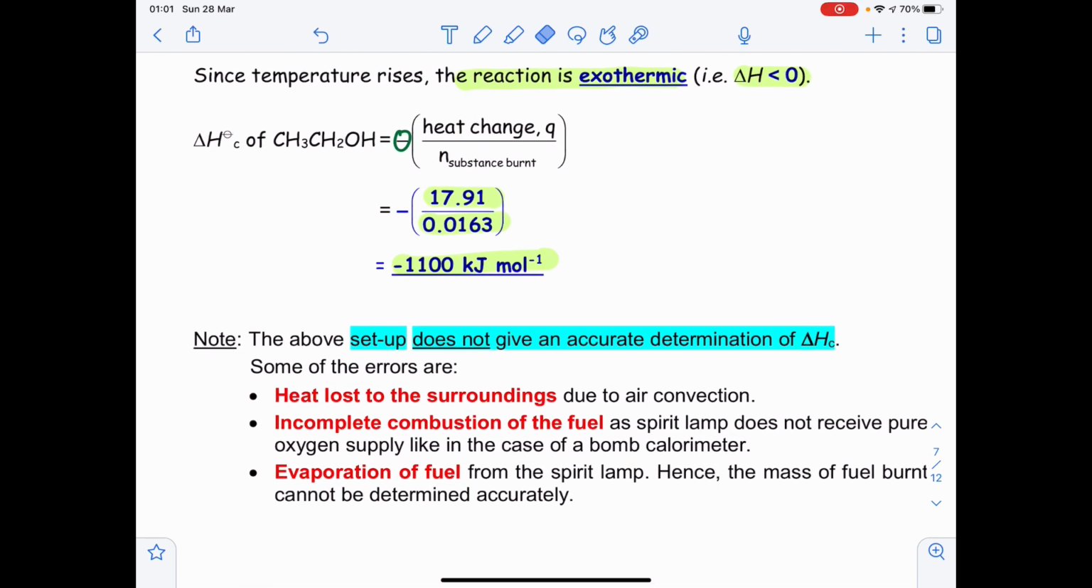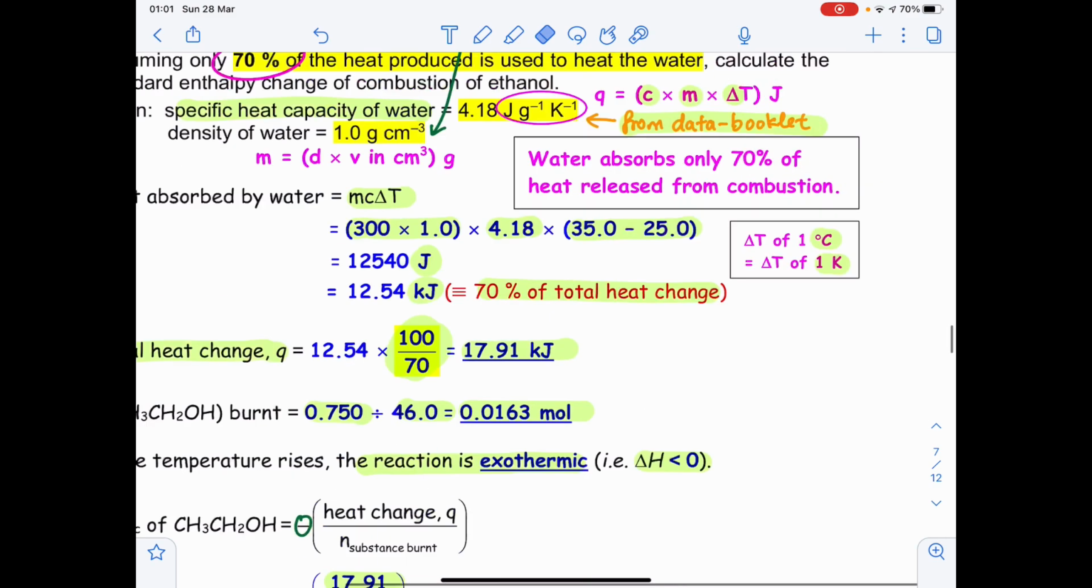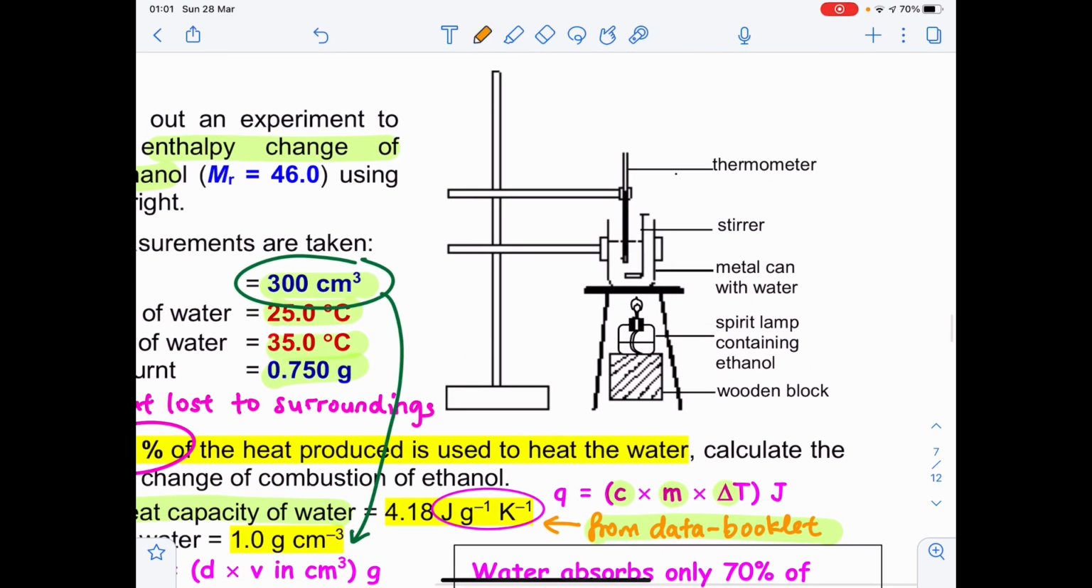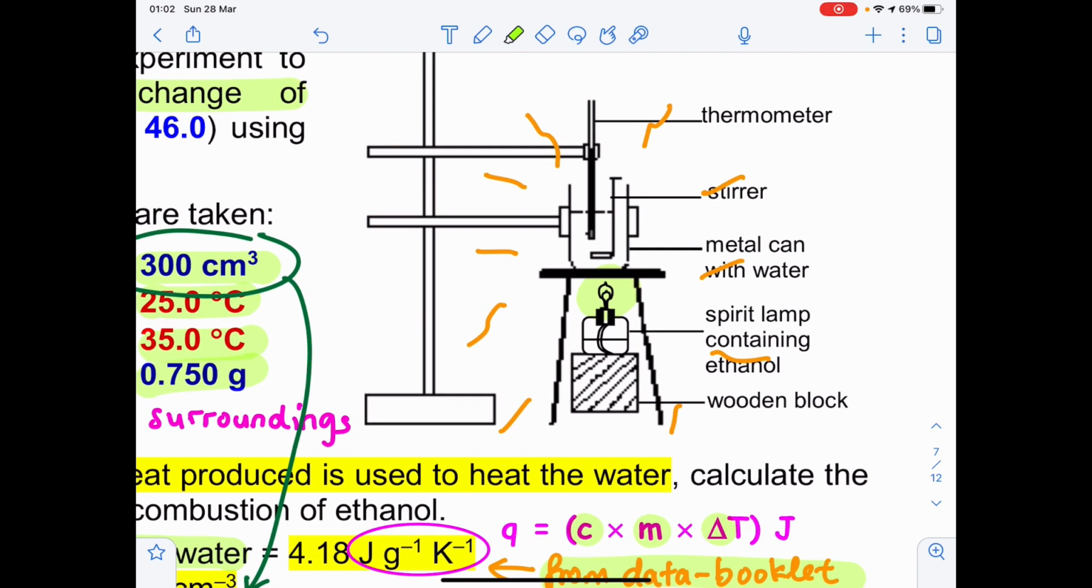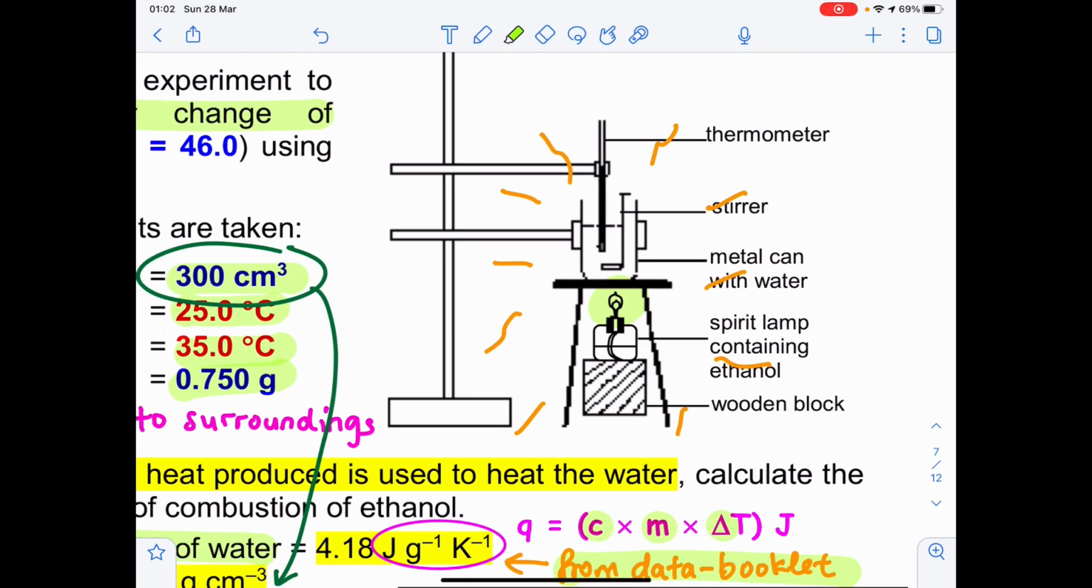Note that the above setup does not give an accurate determination of enthalpy change of combustion. From the setup, you can see that heat may be lost to the surroundings due to convection current, due to air convection. And there could be incomplete combustion of the fuel due to insufficient oxygen supply, because the spirit lamp does not receive pure oxygen supply like in the case of bomb calorimeter. And there could be evaporation of liquid fuel from the spirit lamp, as liquid fuels are volatile. So the mass of fuel burned is not accurate.